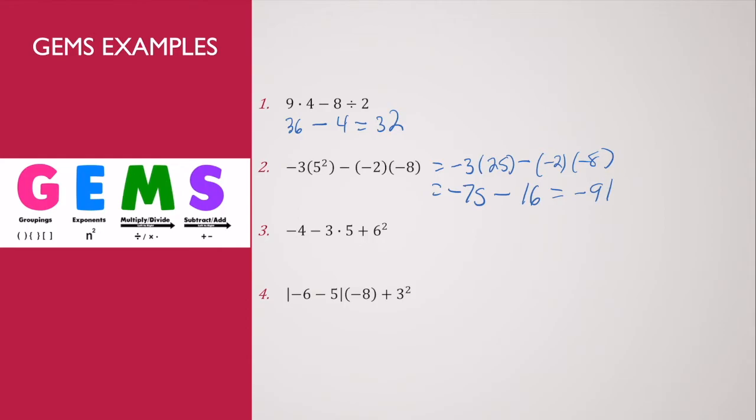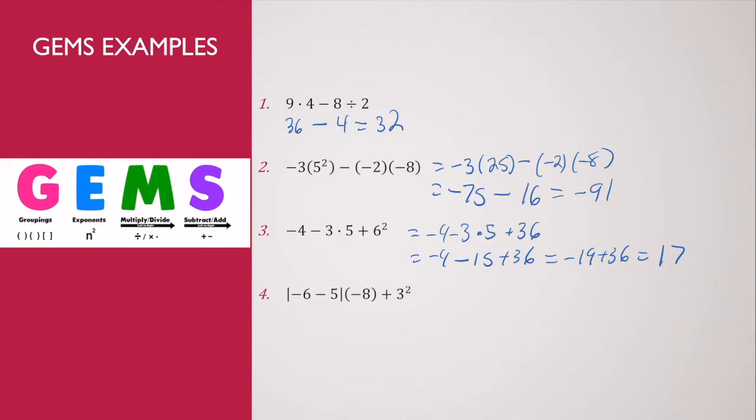For problem 3, I have negative 4 minus 3 times 5 plus 6 squared, so let's take care of that exponent first. Next, I can do my multiplication. Now I can go ahead and subtract and add from left to right. So negative 4 minus 15 is going to give us negative 19 plus 36, 17 would be our remainder.